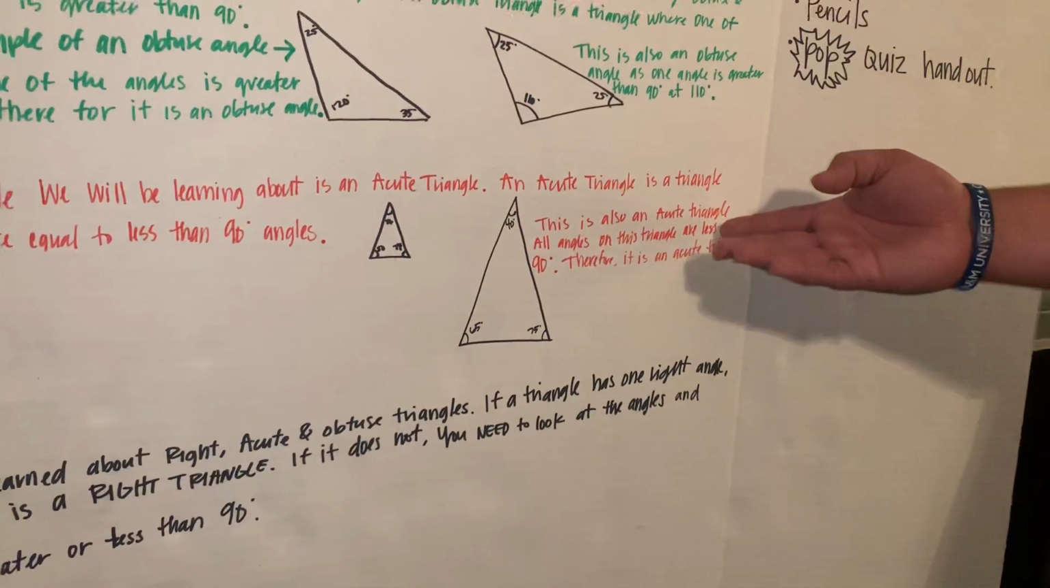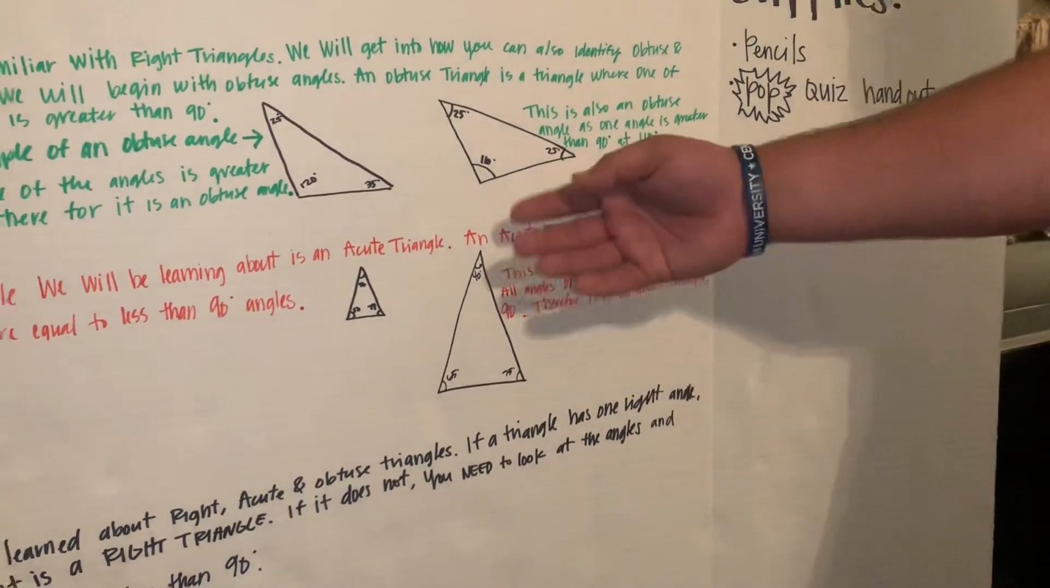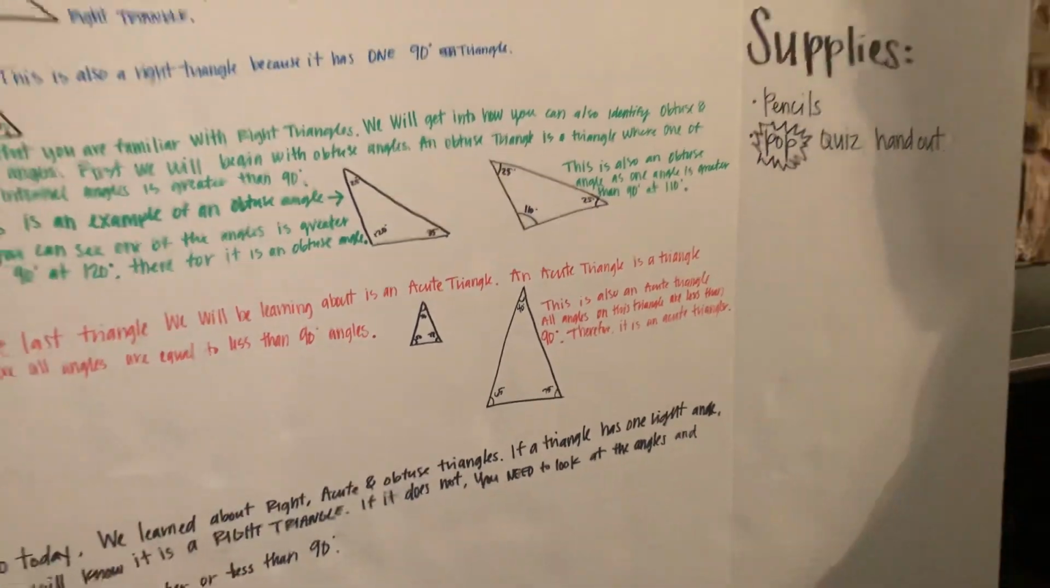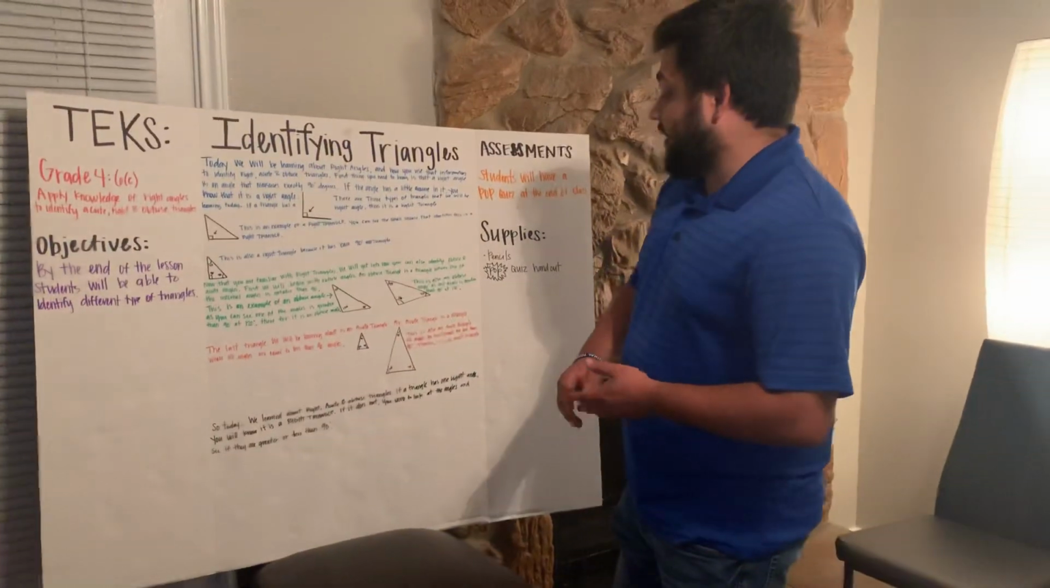This is also an acute triangle, as all angles on this triangle are less than 90 degrees. You have one 40-degree angle, one 65-degree angle, and one 75-degree angle. So since all three of those angles are less than 90, then it is an acute.